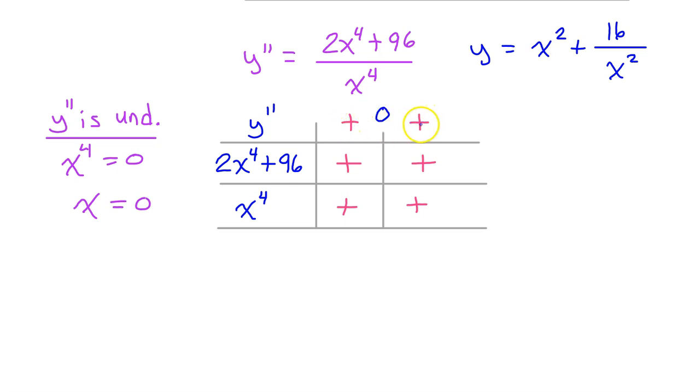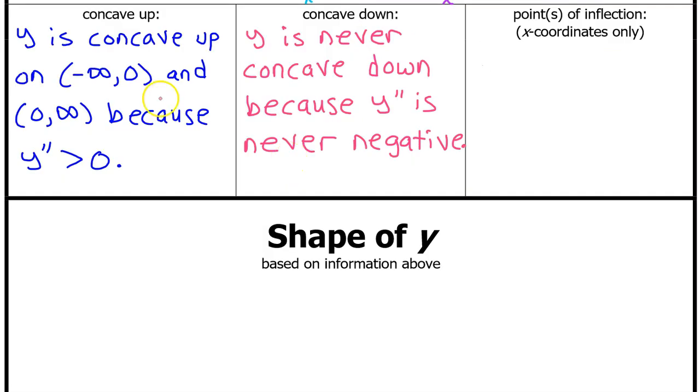Y is never concave down. We say y is concave up on the interval from negative infinity to 0 and from 0 to infinity because y double prime is positive. Y is never concave down because y double prime is never negative.